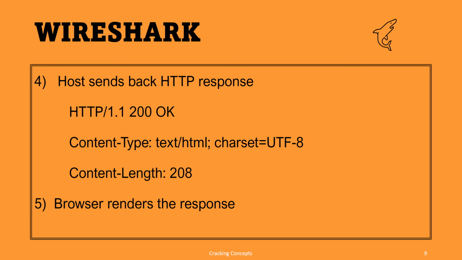The fourth step is the host sending back an HTTP response. For the same, we have another sample, which begins with the protocol and version, followed by the HTTP status code. Here it's 200, which means there was a successful retrieval of the document, followed by a string mentioning the same, which is OK.